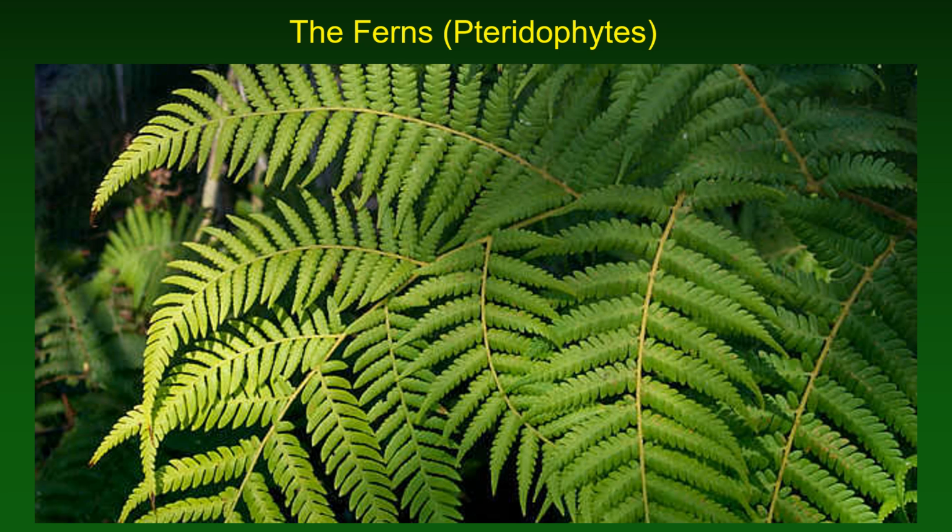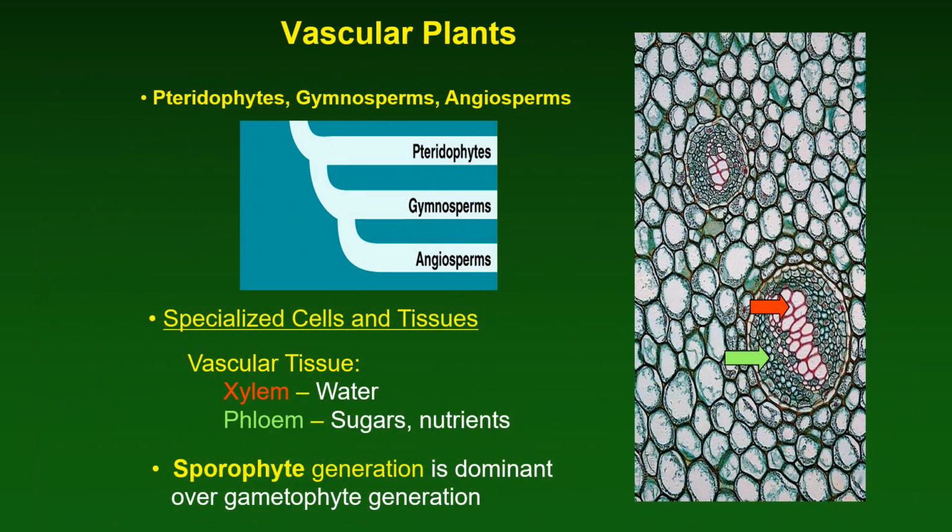Ferns have some new adaptations that make them a little less dependent on water. And also the sporophyte is the dominant part of the life cycle. It's also much larger than the gametophyte. Ferns are also vascular plants. That means they have specialized tissue that conducts water and sugar.